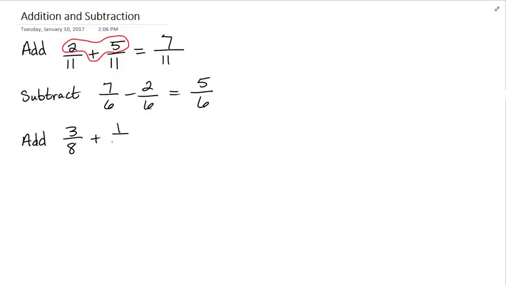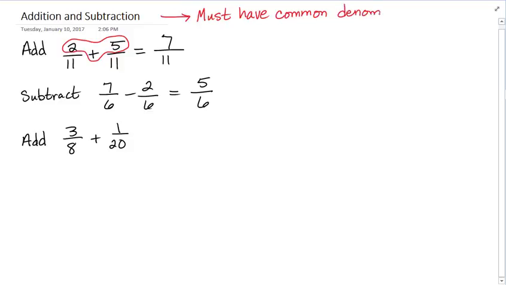So 3/8 plus 1/20. Well, the first thing you have to do, and we'll put that back up here, the big rule for addition and subtraction is, in order for us to do the addition or subtraction, the fractions must have the same or common denominators. And so we need to change our fractions.